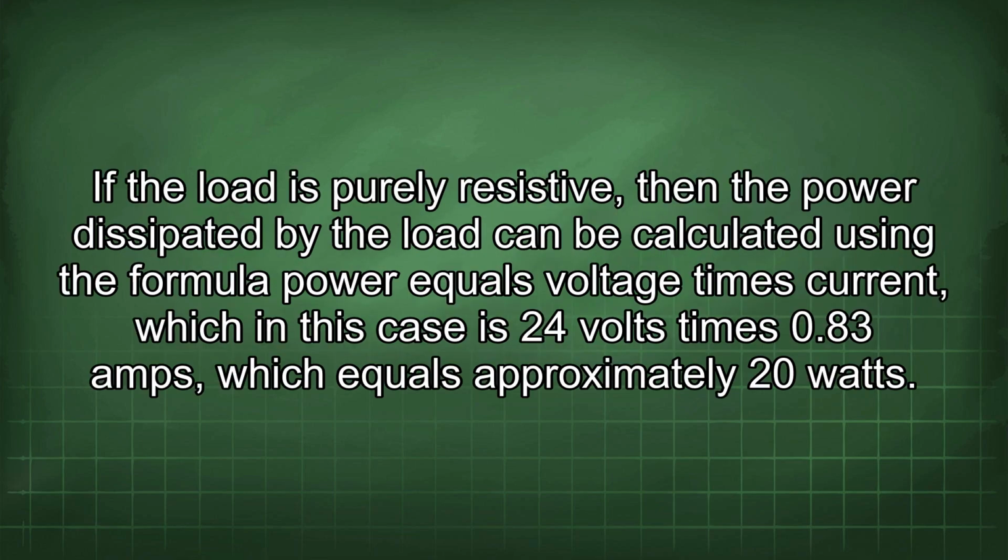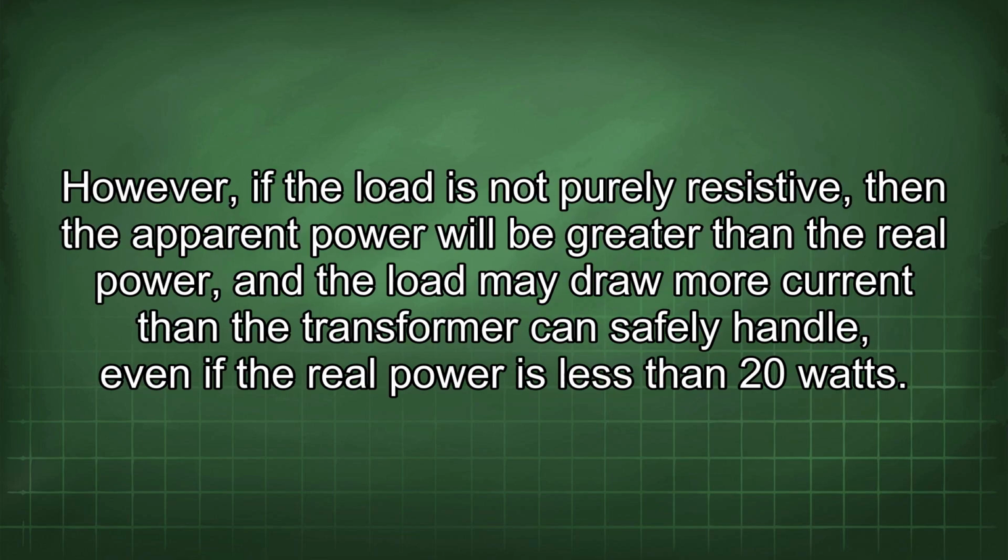If the load is purely resistive, then the power dissipated by the load can be calculated using the formula power equals voltage times current, which in this case is 24 volts times 0.83 amps, which equals approximately 20 watts. However, if the load is not purely resistive, then the apparent power will be greater than the real power, and the load may draw more current than the transformer can safely handle, even if the real power is less than 20 watts.